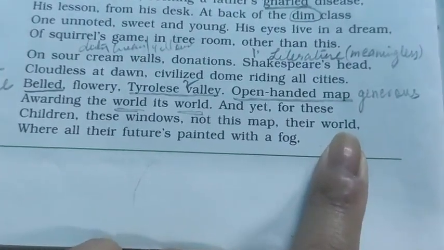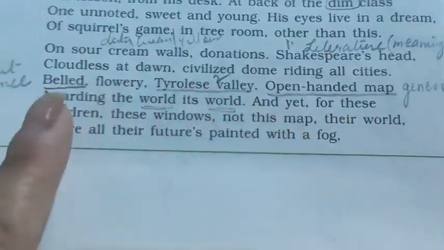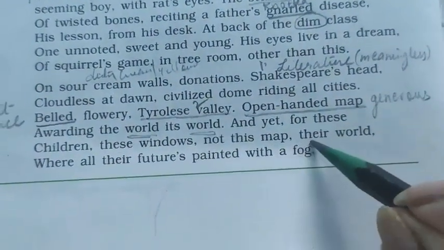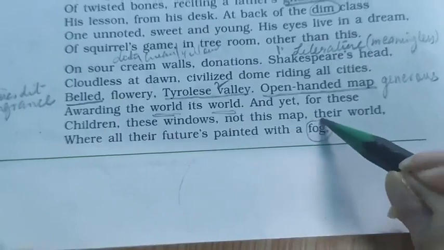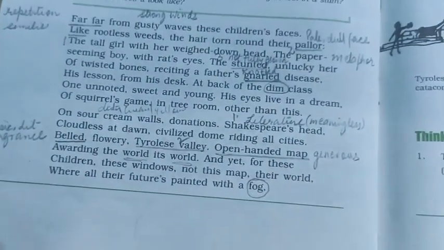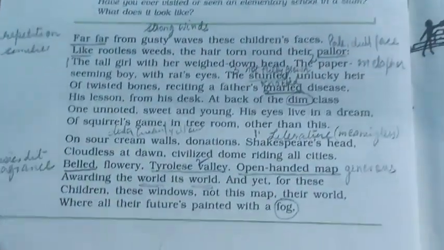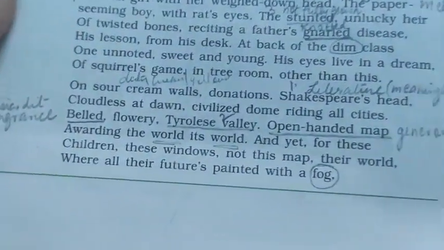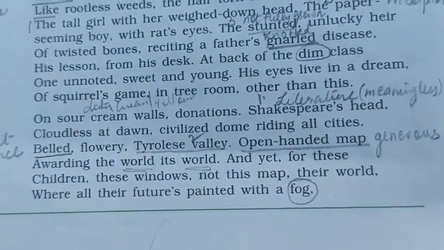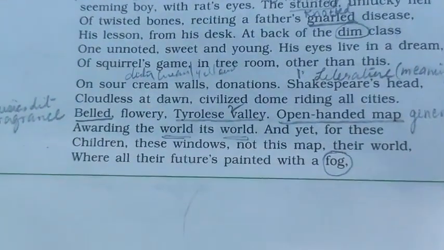और वहां पे इन बच्चों का फ्यूचर कैसा है? Where all their futures painted with a fog. Please circle the word fog here. Very important word. जहां इन बच्चों का फ्यूचर कैसा पेंटेड हुआ है? It is painted with a fog. Fog कैसा होता है बेटा? Fog क्या होता है? कोहरा, है ना? कोहरे में हमको क्लियरली दिख पाता है कि आगे क्या है?